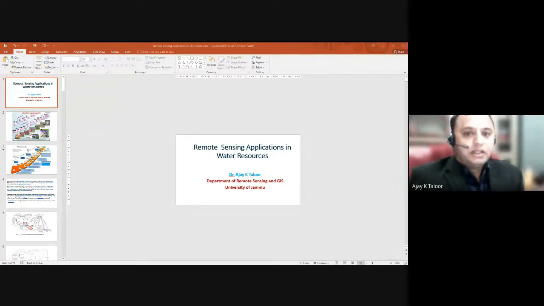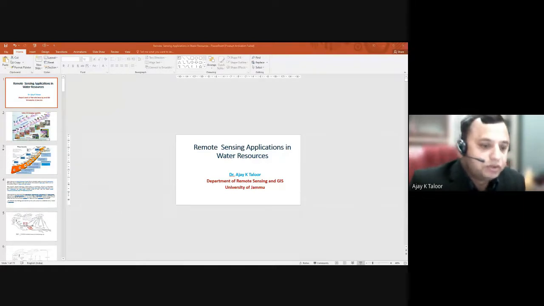Remote sensing applications in water resources. So I'll quickly come to my slide number one. As you have already studied in this 21 days remote sensing course, the remote sensing data since 1972 had a resolution of 90 meters, and even 1 kilometer data has now been reduced to less than 1 meter of spatial resolution.